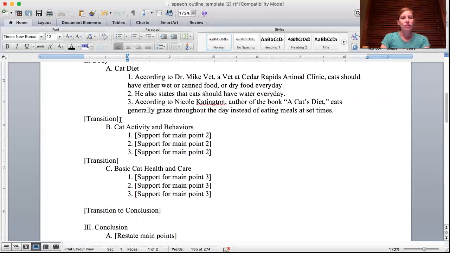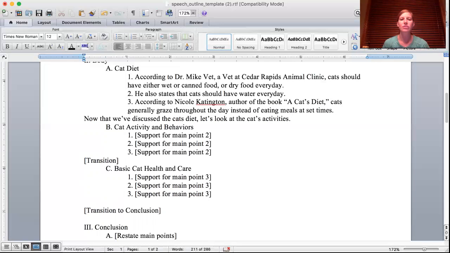So the next thing then is transitional statement. These are your transitions or your connective statements. Ideally, they want to connect the main points. So we're gonna say now that we've discussed the cat's diet, let's look at the cat's activities. So notice there, I've restated the last main point and mentioned the next main point. These transitional statements are actually very important because they help you figure out when the speaker has moved from one main point to the next.